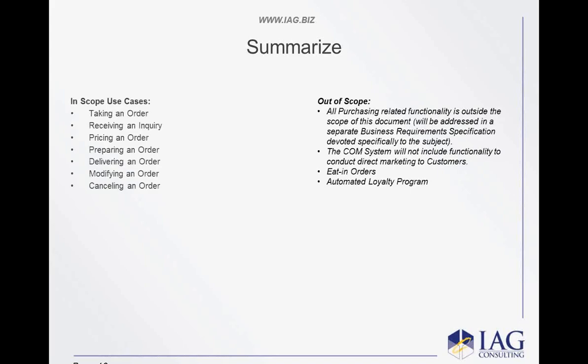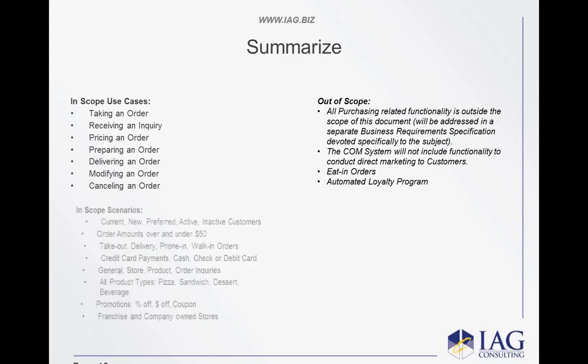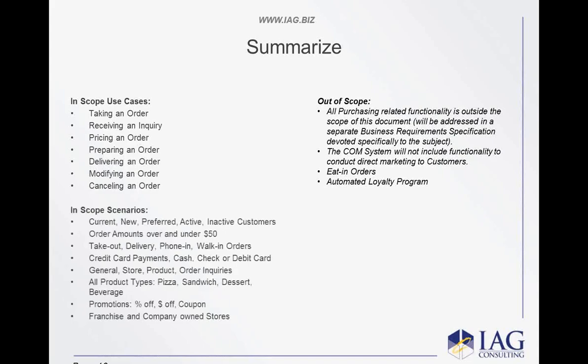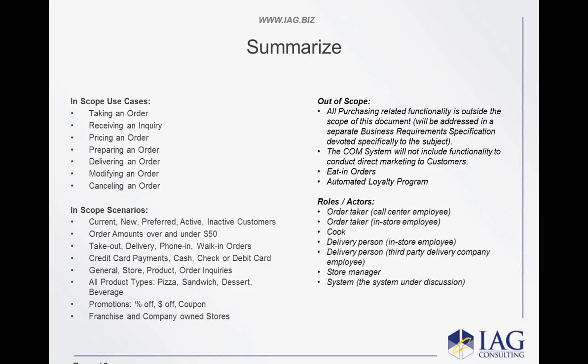I figured out my out-of-scope components. All the purchasing-related functionality, not there. The customer management system is not going to include functionality to conduct direct marketing. It's not going to do eat-in orders. It's not going to do the automated loyalty. I've got a set of in-scope scenarios that you do need to deal with. And more importantly, I've got a set of in-scope roles or actors, and I know who is connected to what area of the business. So I now know who I need to talk to to figure something out.